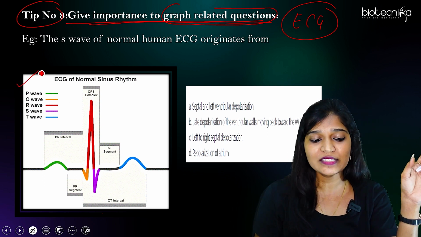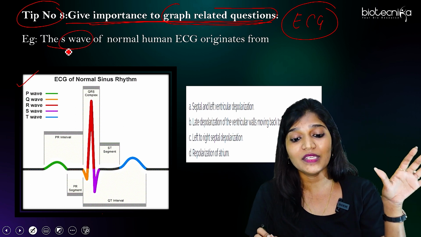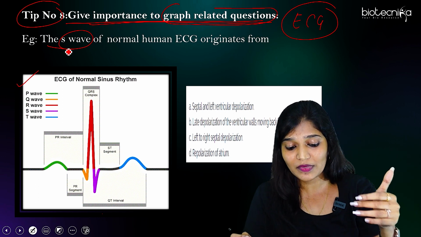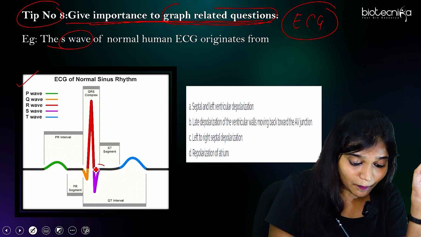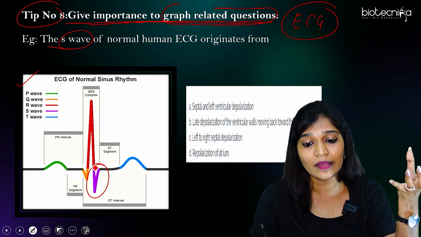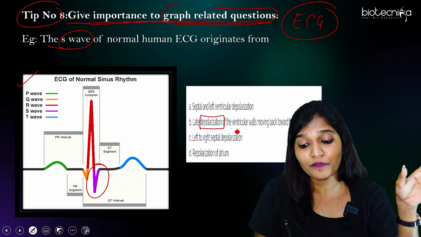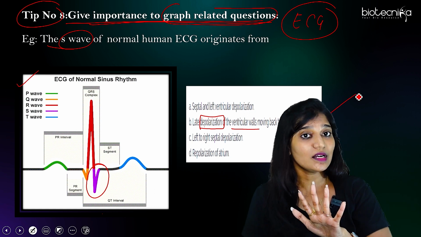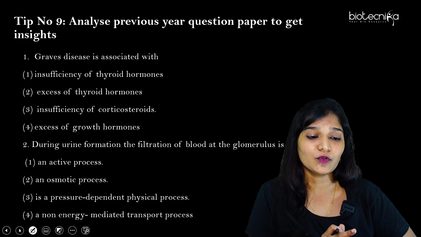One example you can see over here. They are talking about the wave of a normal human ECG, and which of these it originates from. They have given option A, option B, option C, and option D. This phase, which is in the purple color, you can see over here what it actually represents or originates from. It is mainly the late depolarization of ventricles, which are moving towards the AV junction. So the correct answer is going to be this one. So give importance to graph related questions.